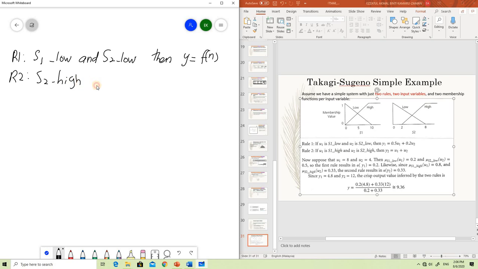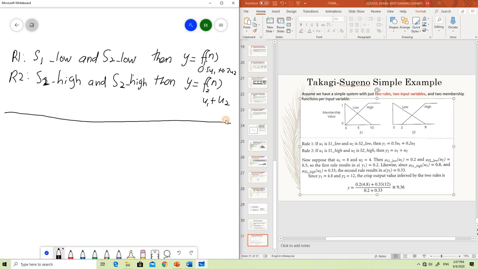S2 high and S1, sorry, this one is S1 high and S2 high. Then y is another function. This is function 1, this is function 2. Okay, so what is the function here? 0.5u1 plus 0.2u2. This one is u1 plus u2. Okay, right, so this is your rule.